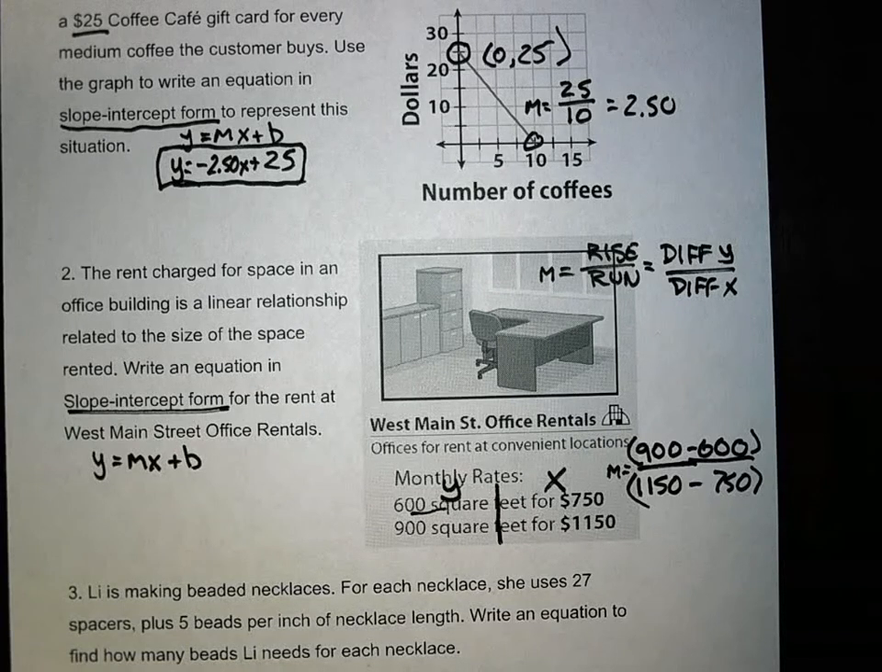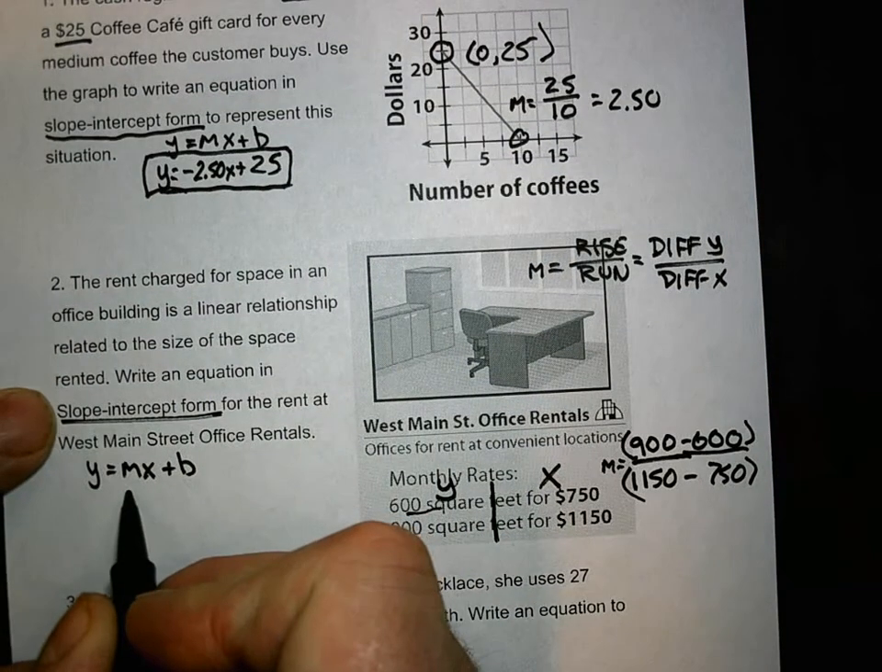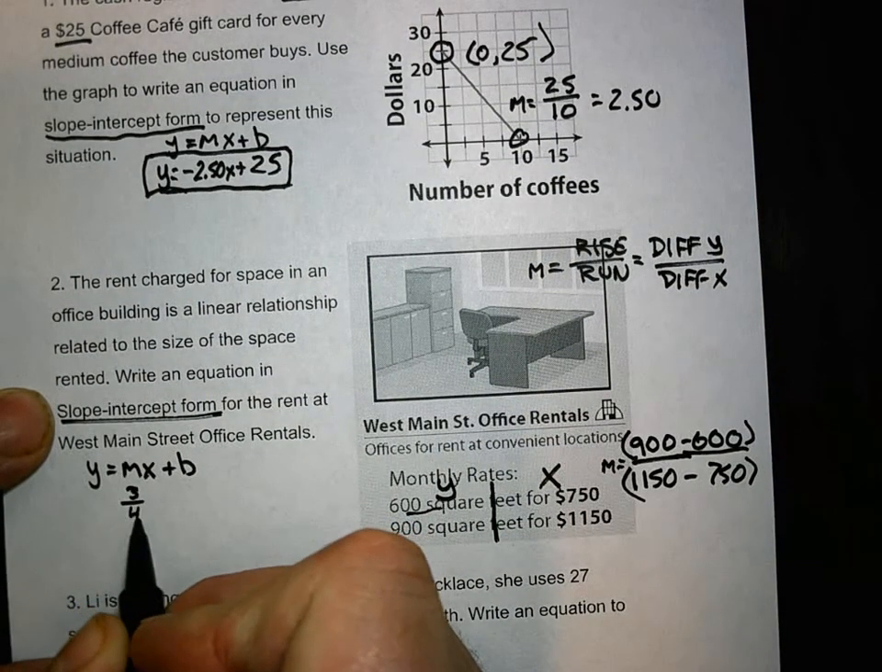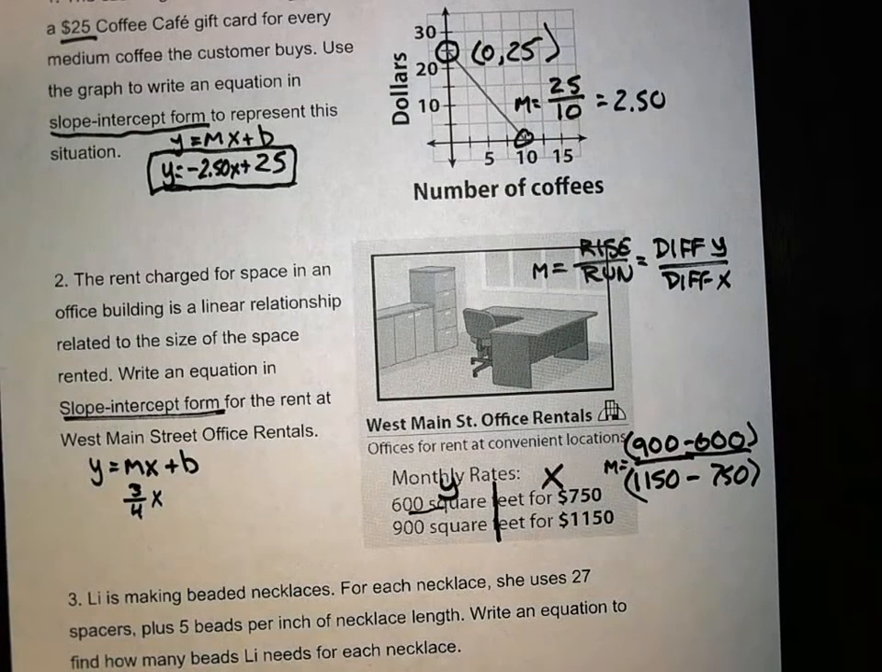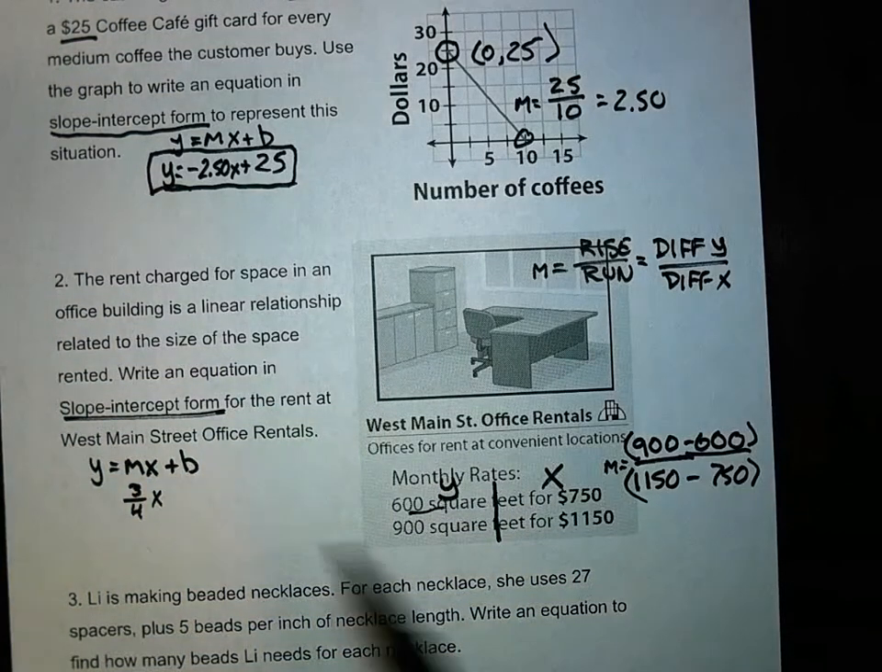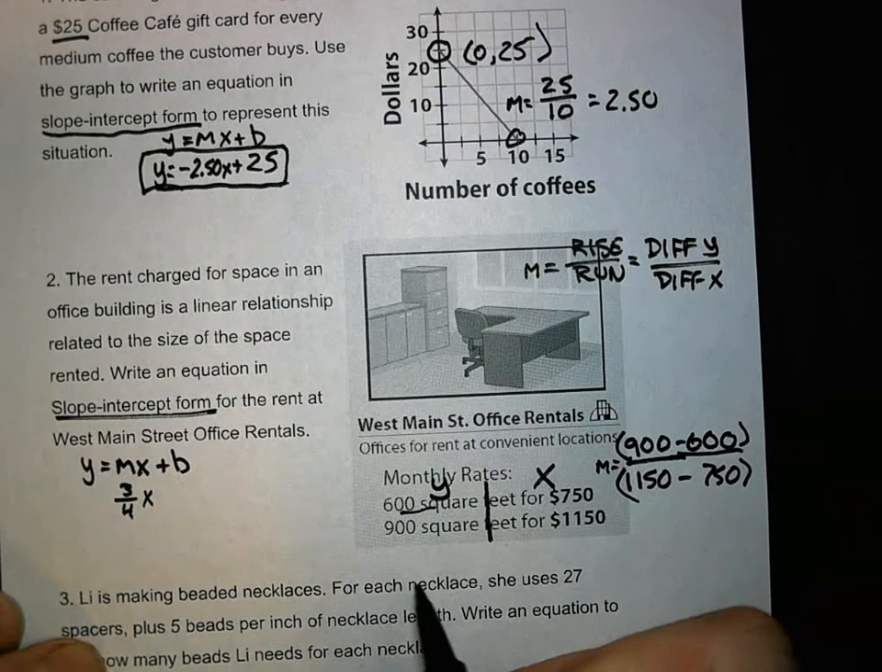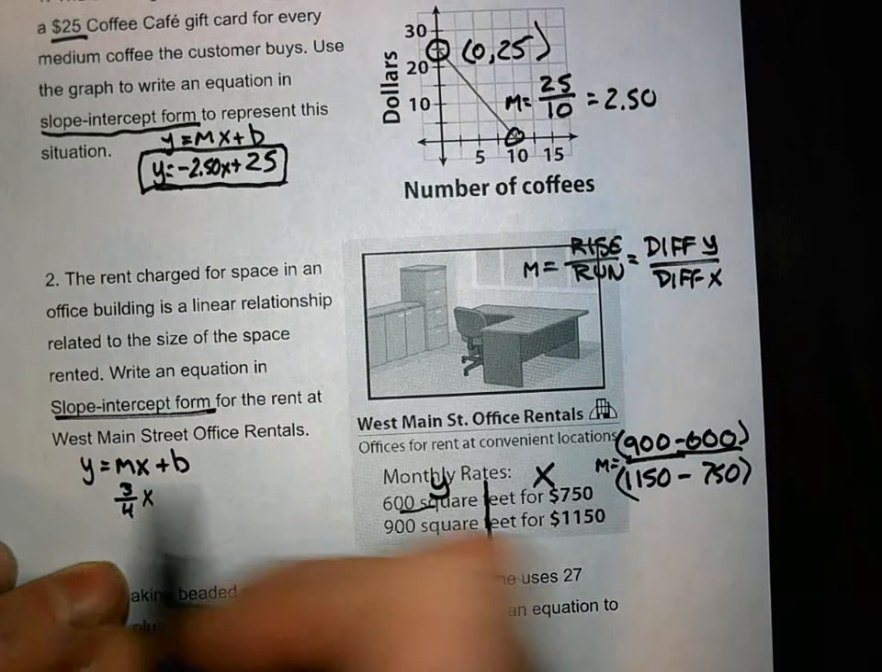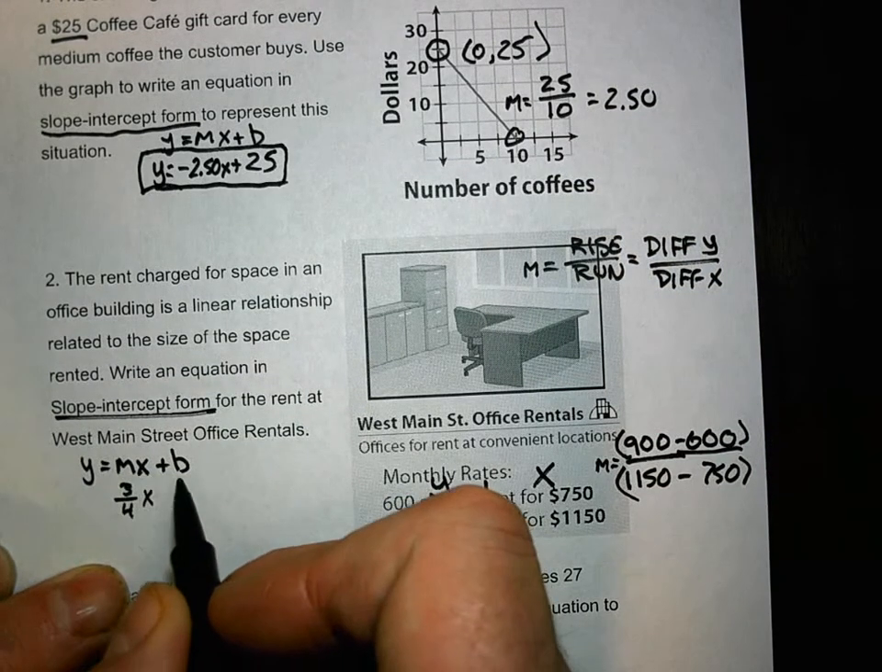0.75, which in fractions is 3 over 4. So now I know that m is 3 over 4, right? How do I find b? Do I have 3 parts of this 4-part equation? Do I have a y and an x? Yes, I got a couple of them over here. So to find b, I'm going to have to use y, m, x, and then find b.